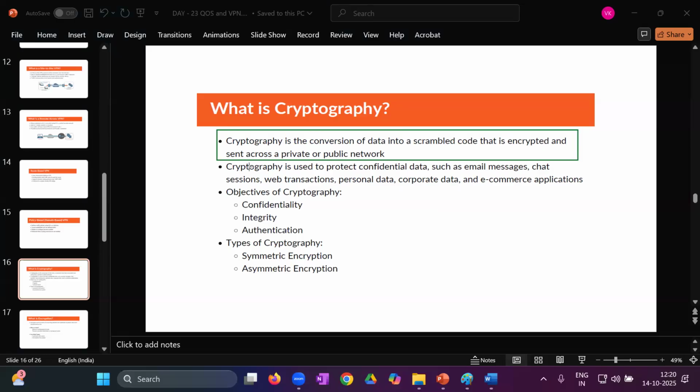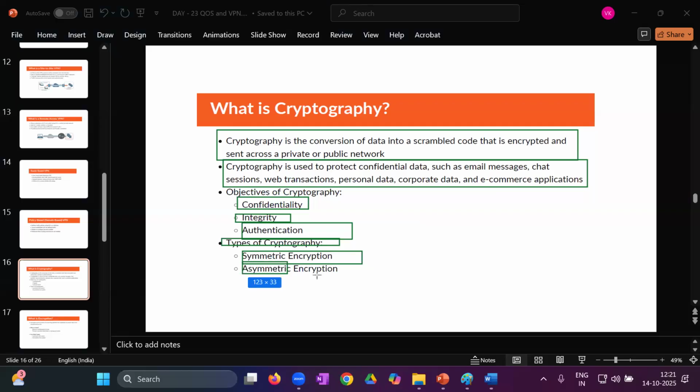Encrypting, right? So cryptography is used to protect your confidential data such as email messages, chat sessions, web transactions, personal data, corporate data, and e-commerce applications. So the objectives of cryptography are confidentiality, integrity, and authentication. Now we have two types of cryptography. One is what? Symmetric encryption, and one is what? Asymmetric encryption.